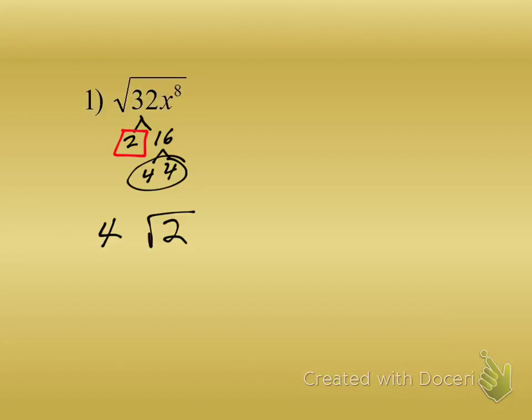From the old days, right? If the question was square root of 32, that would be our answer, but we also have x to the 8th inside. So how do we take care of that? Divide 8 by 2. Remember, divide the power by the index. The index, if it's not there, is 2. 8 divided by 2 gives you 4. Good. So x to the 4th out here, and there you go.